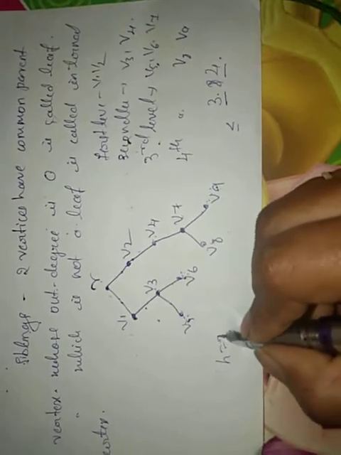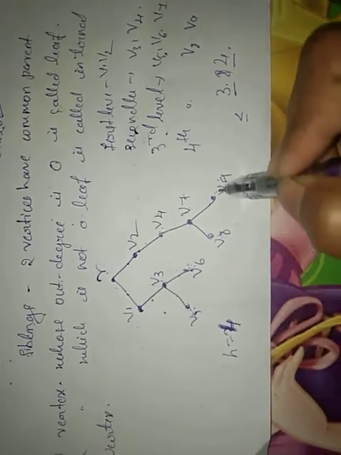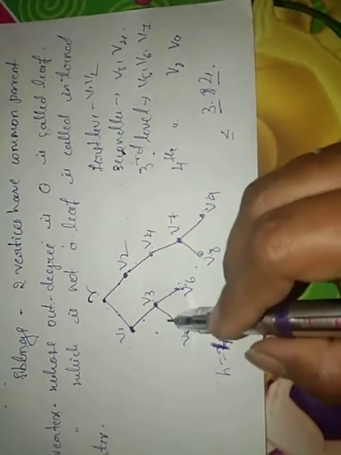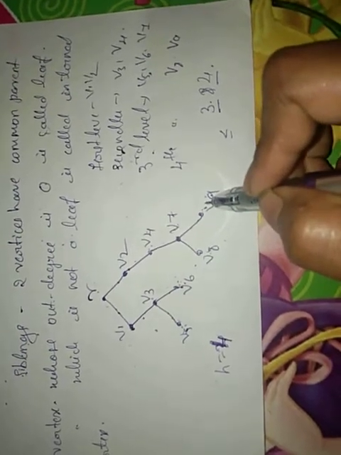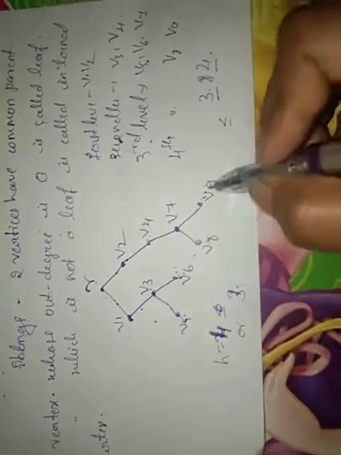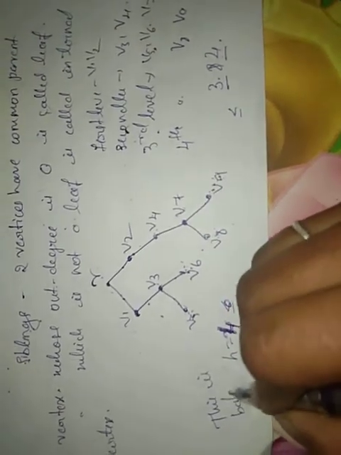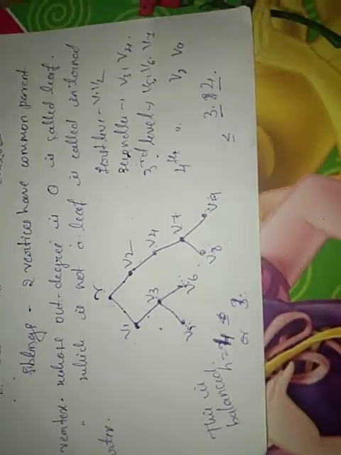The highest level of the leaves V5, V6, V8, V9 is level 4. Therefore, H will be 4 here. The remaining leaves should have a level of H or H minus 1, meaning 3. So the remaining will have level 3 and 4. So this is a balanced tree.